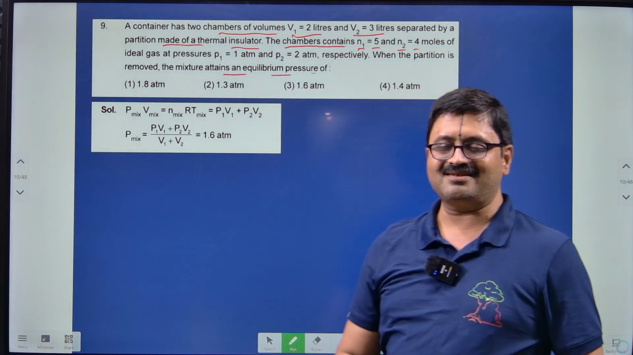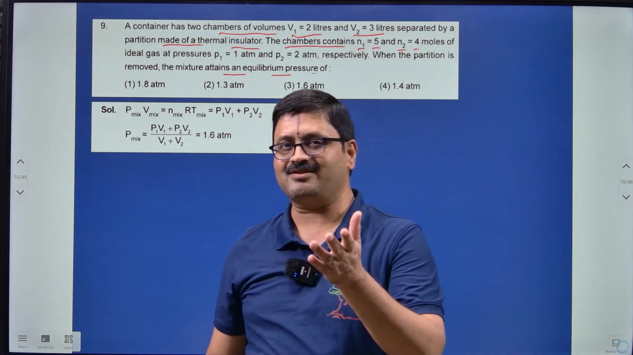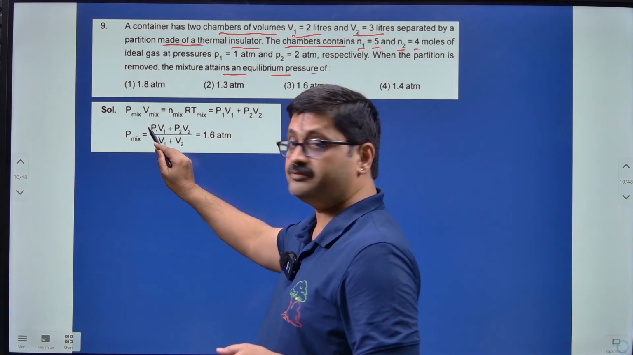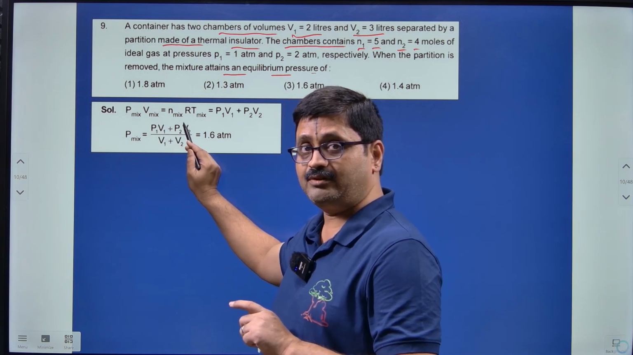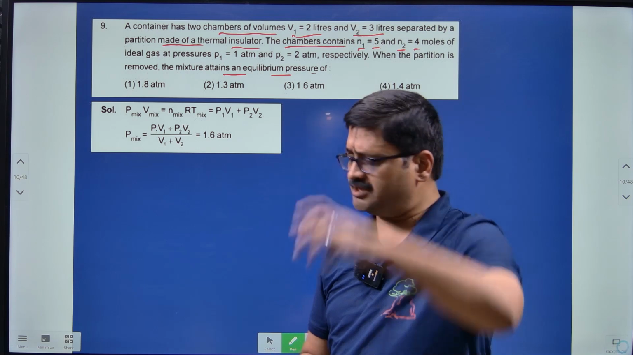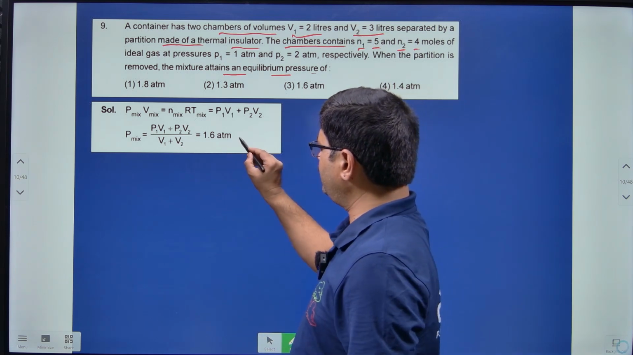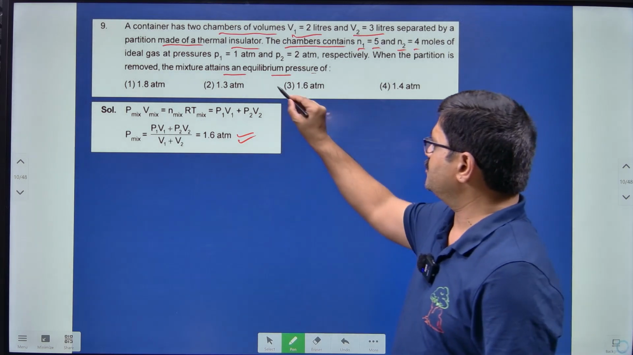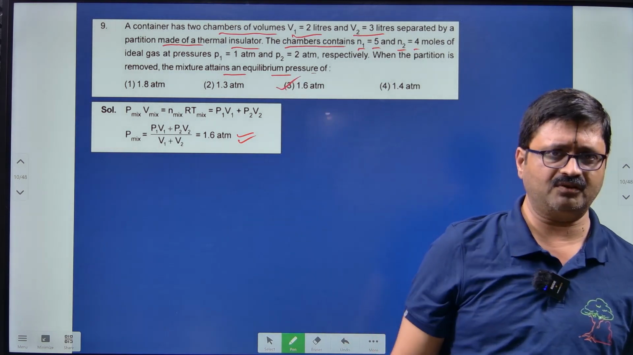This is obviously the pressure of the mixture, which is very simple. We just write P1 into V1 plus P2 into V2 divided by V1 plus V2, when the partition is removed. If you utilize this formula, we'll get the answer as 1.6 atmosphere. So this is option 3 here, the third option.